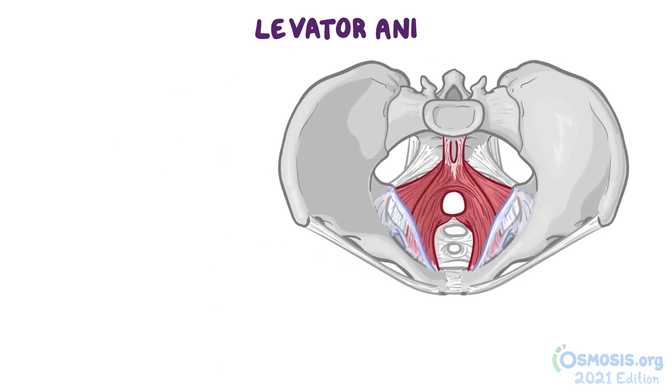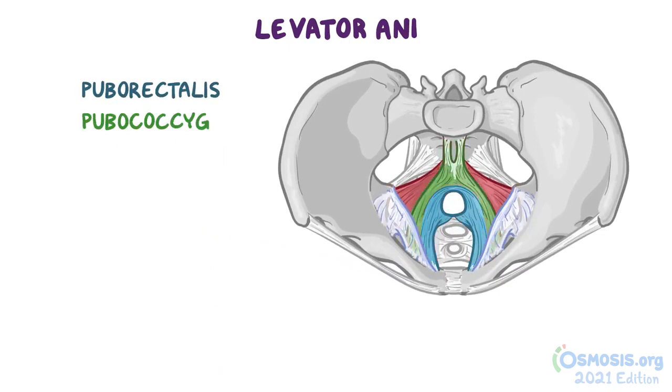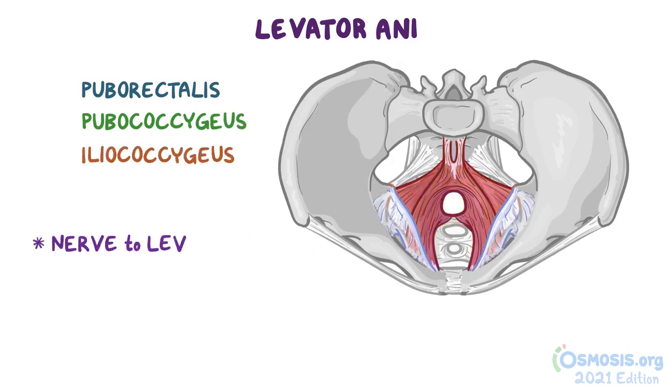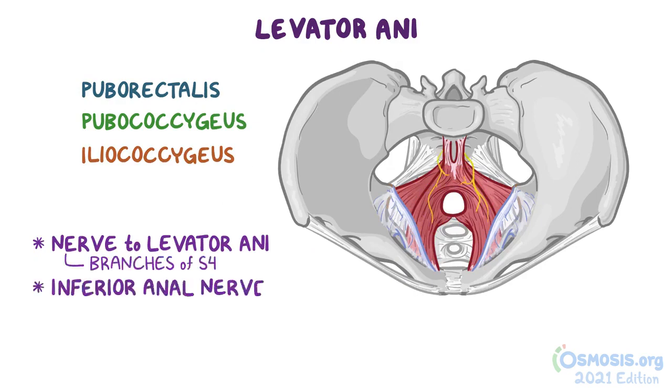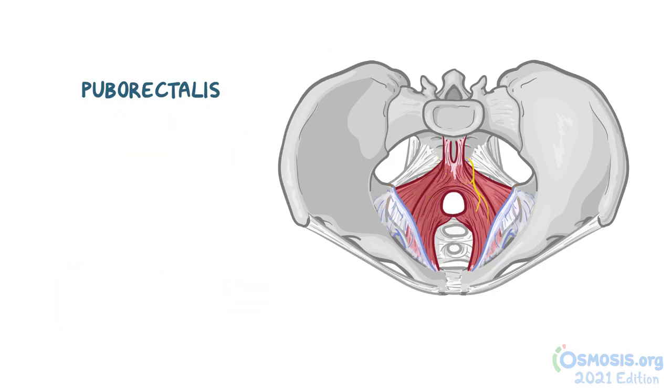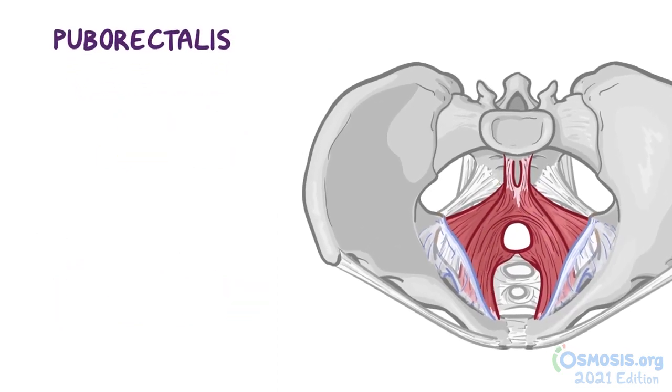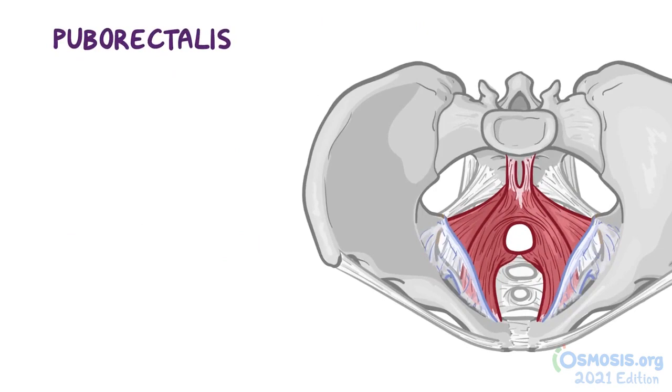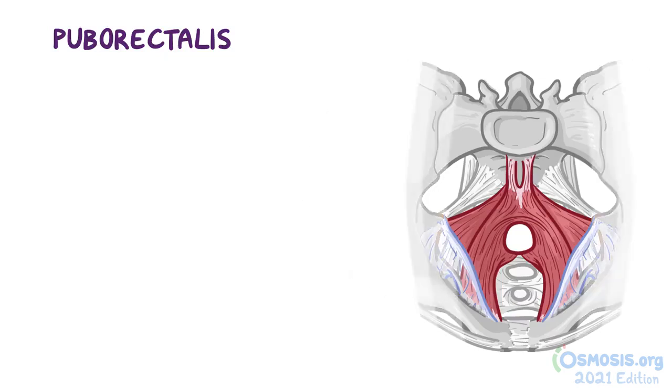Alright, now the levator ani muscle consists of three parts: puborectalis, pubococcygeal, and iliococcygeal. All three are innervated by the nerve to levator ani coming from branches of S4, the inferior anal nerve, and coccygeal plexus. The puborectalis is the thicker, narrower, medial part of the levator ani, and it bounds the urogenital hiatus from both sides. And its name kind of gives away the whole story.